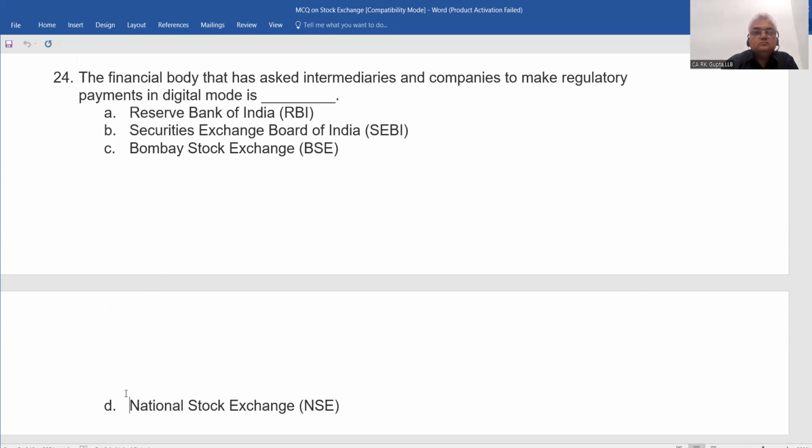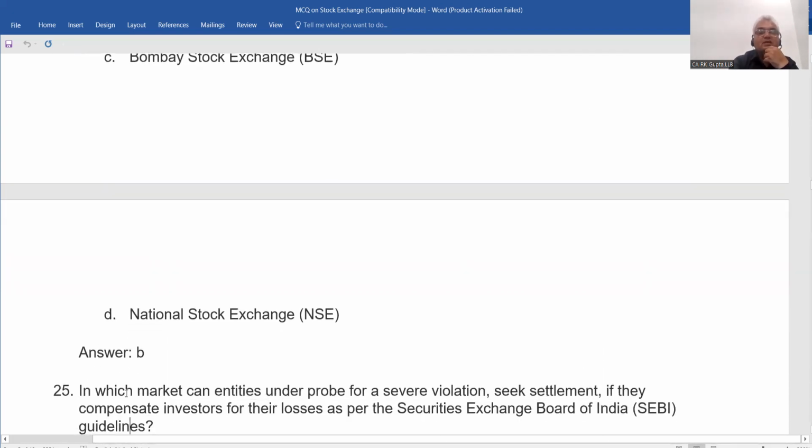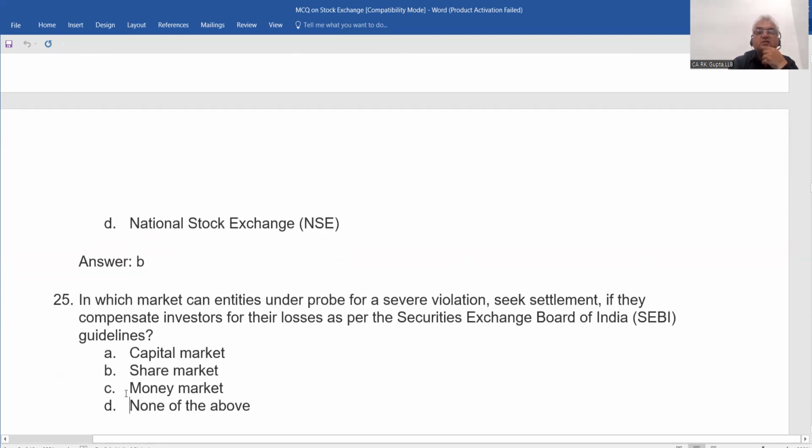Financial body तो RBI ही है. RBI. The answer is SEBI. Maybe. In which market can entities under probe for a severe violation seek settlement if they compensate investors for the losses as per the SEBI guidelines?